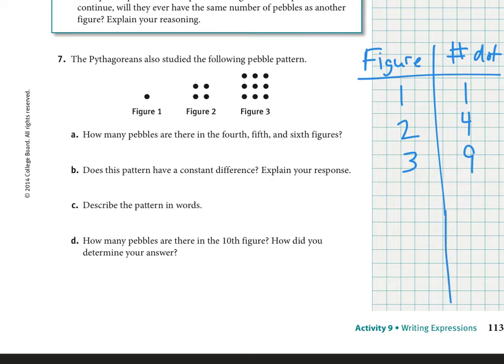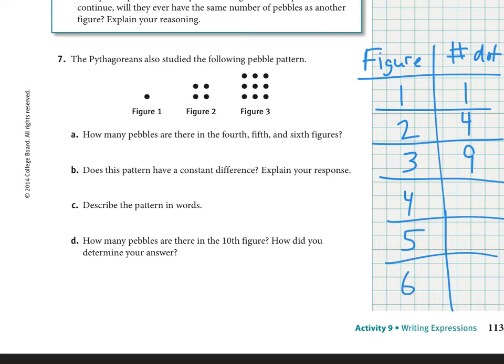Okay, so what does it appear seems to be going on here? In figure 4, figure 5, figure 6. So figure 4, if we wanted to just draw one more, it looks like it should have 4 rows of 4. Okay, so 4 groups of 4, 4 times 4, right? So 16. Figure 5, then I would expect to have 5 rows of 5, right? 5 times 5. And similarly, 6 times 6. All right, so we kind of answered part A here.